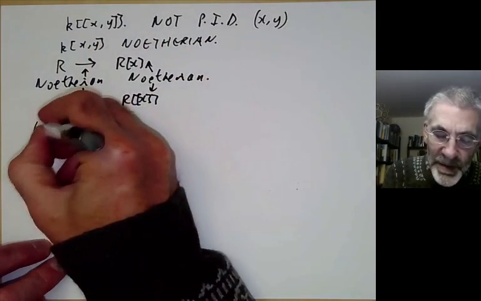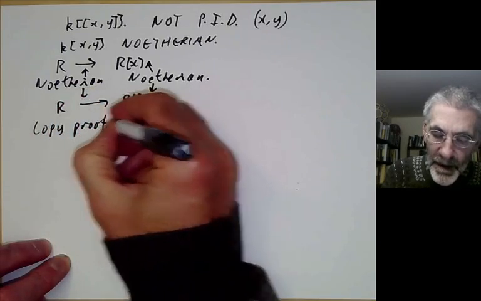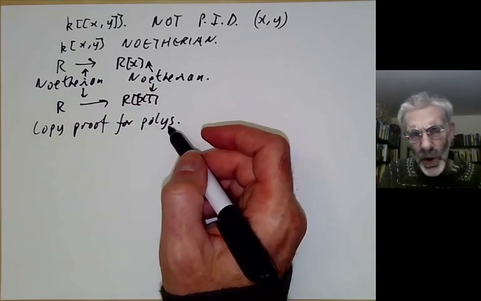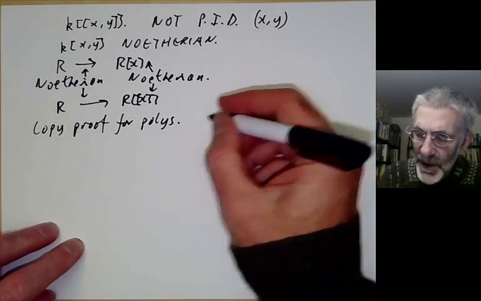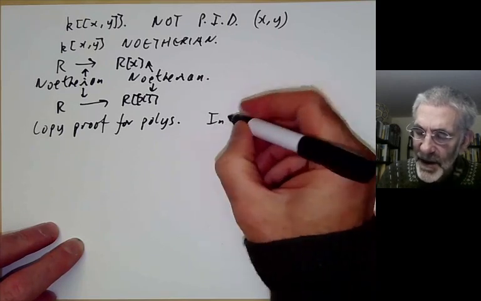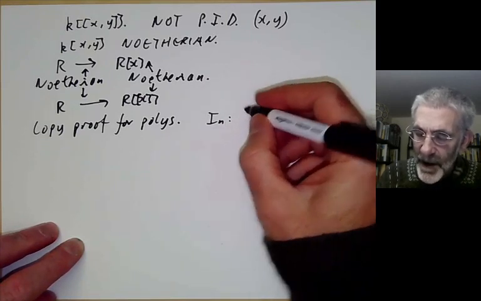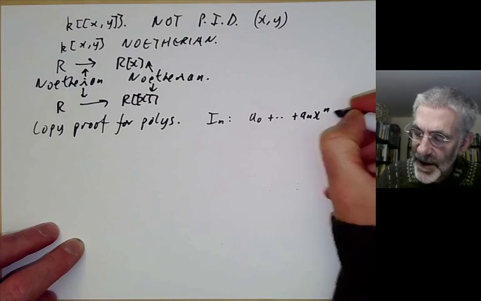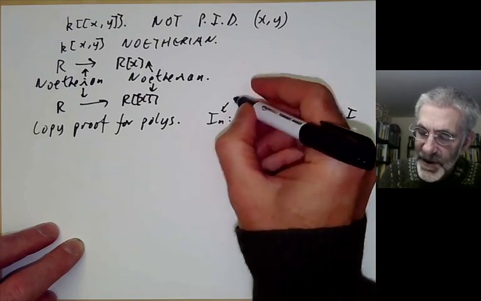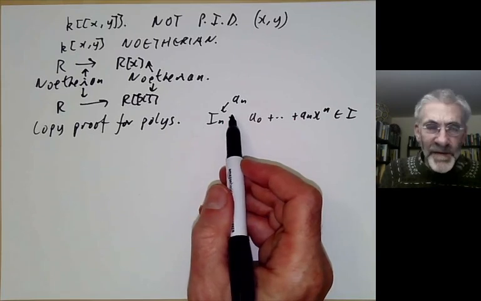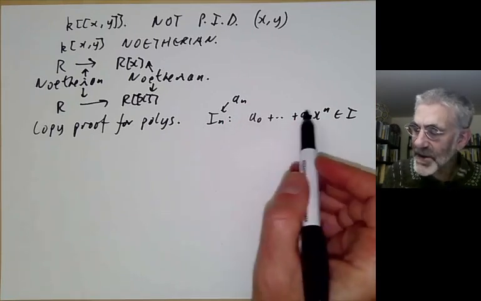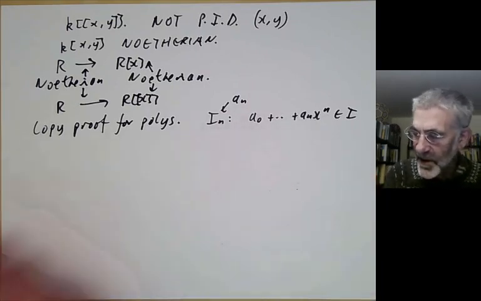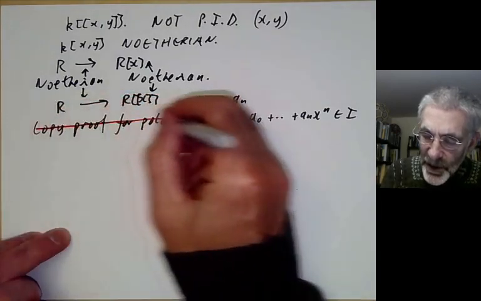And the idea is to copy the proof for polynomials, except the proof for polynomials doesn't quite work. So for polynomials, you remember what we did was we wrote down these ideals In, which is generated by the highest degree terms of polynomials a0 plus ... plus an x to the n in I. So In is going to be generated by the numbers an. Well, this fails for power series rings because power series rings don't have a highest non-zero term, so we can't do this. So we don't quite copy the proof for polynomials.